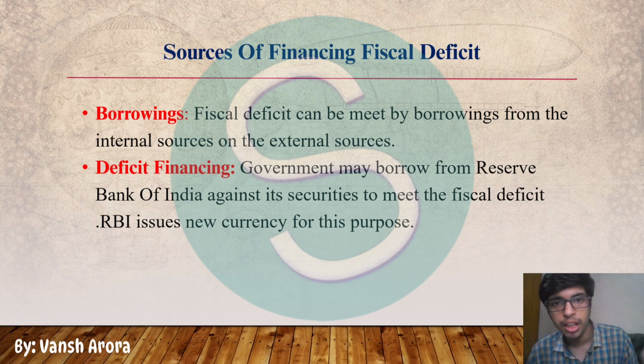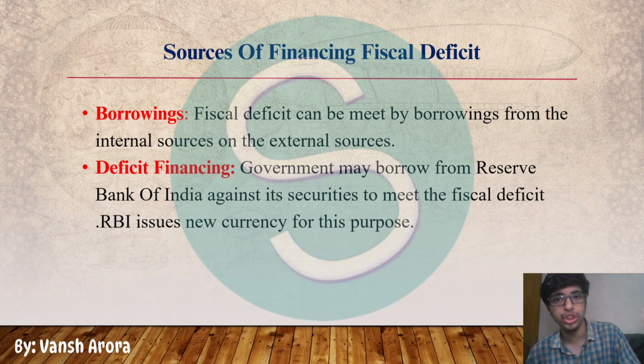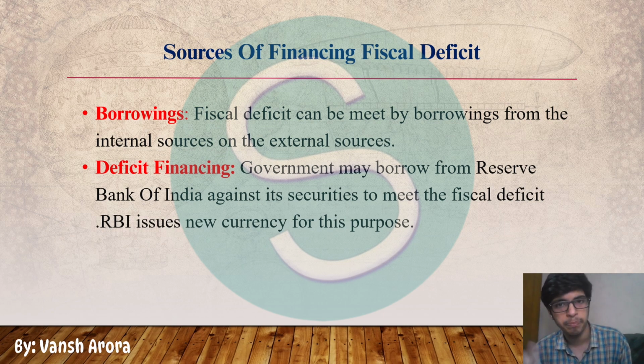Clear? Deficit financing clear? Okay, what is deficit financing? Deficit financing is the way in which the government borrows money from the RBI against its securities, and in that particular case, the RBI issues new currency for this particular purpose. This is known as deficit financing. And the number one source of financing the fiscal deficit is borrowings.